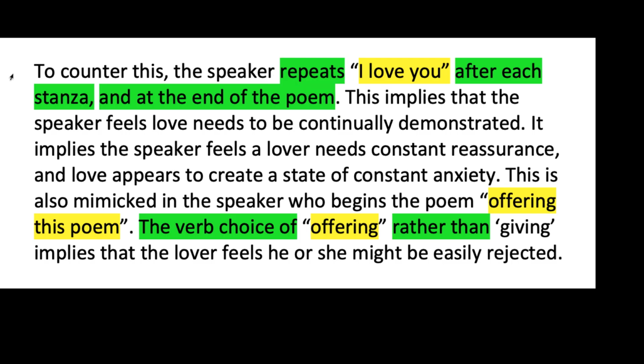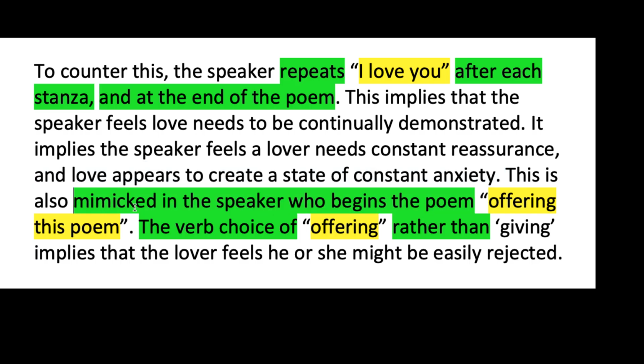Let's read. To counter this, the speaker repeats I love you after each stanza and at the end of the poem. This implies that the speaker feels love needs to be continually demonstrated. It implies the speaker feels a lover needs constant reassurance, and love appears to create a state of constant anxiety. So now you'll notice another three-part explanation. This is my first part. This is my second. This is my third. This is also mimicked in the speaker, who begins the poem offering this poem. The verb choice offering rather than giving implies that the lover feels he or she might be easily rejected.